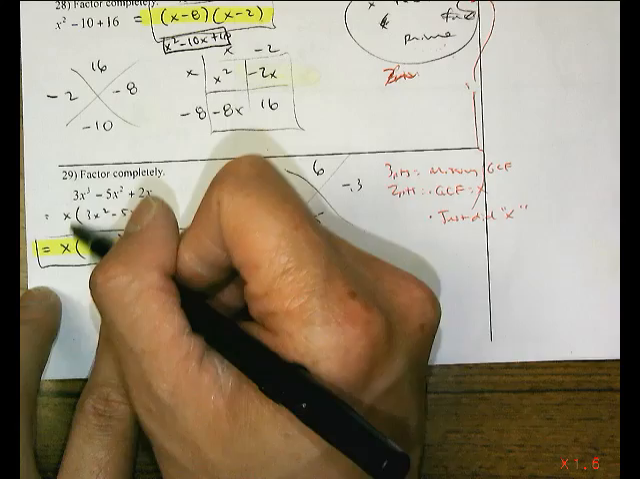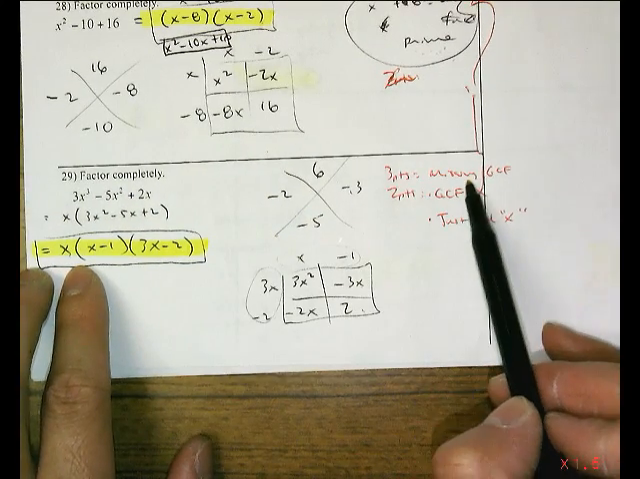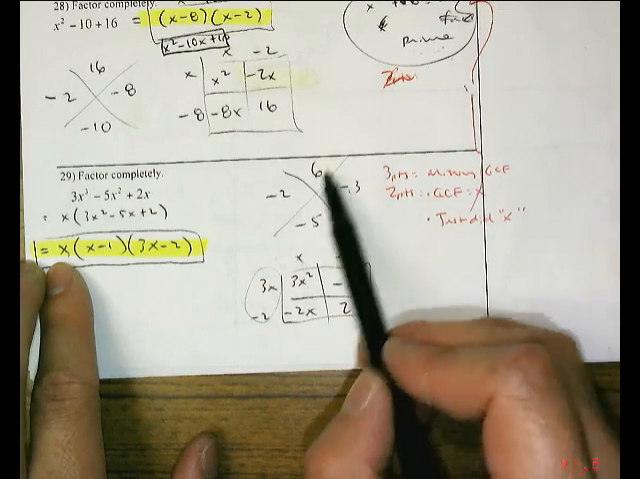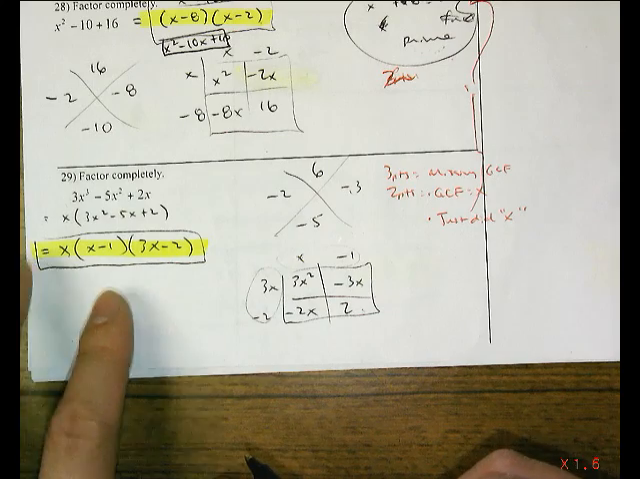Now don't forget that GCF of an x here. If you missed this GCF, you didn't put the x there, I subtracted a point. If you just did the x here and you thought it was x minus 2, x minus 3, I gave you 2 points as well.